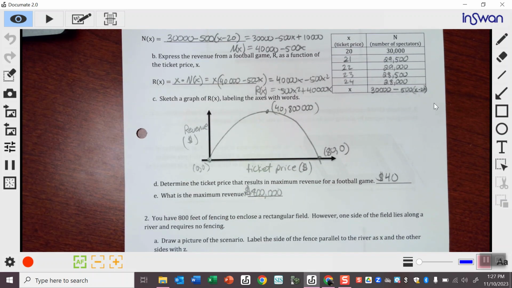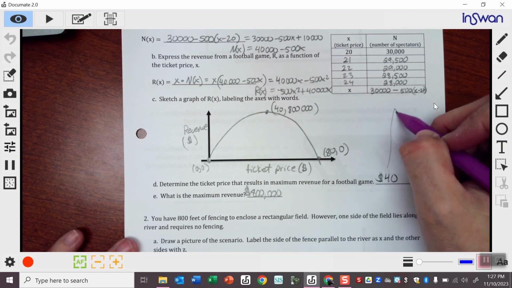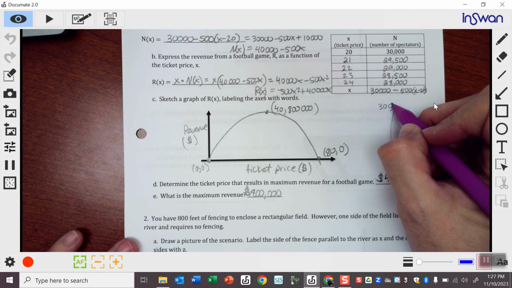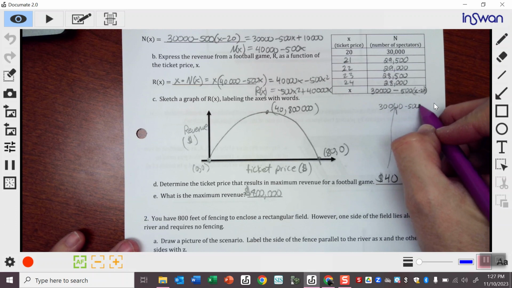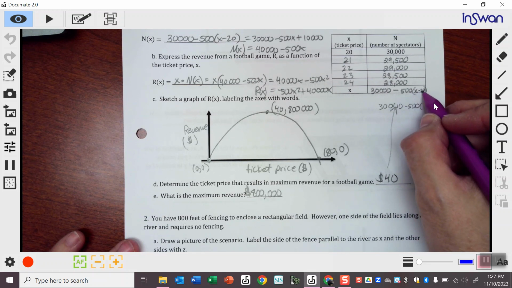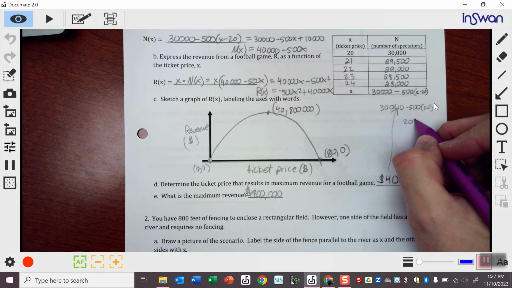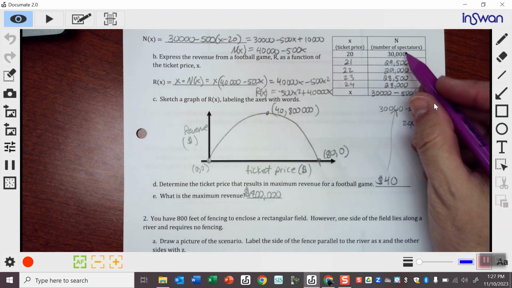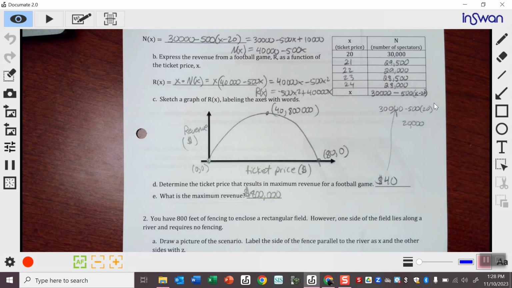And one more little thing we could maybe do. How many people are attending the game if we charge $40? So let's figure it out. So if I have 30,000, so the N is the number of people attending, 30,000 minus 500 times (40 minus 20), which is 20. So if you calculate that, 30,000 minus 500 times 20, that is 20,000 people. So there's 20,000 people coming to the game, and that's less people, but that's okay. That's where I make my most money. Okay, so that's kind of like the sweet spot.